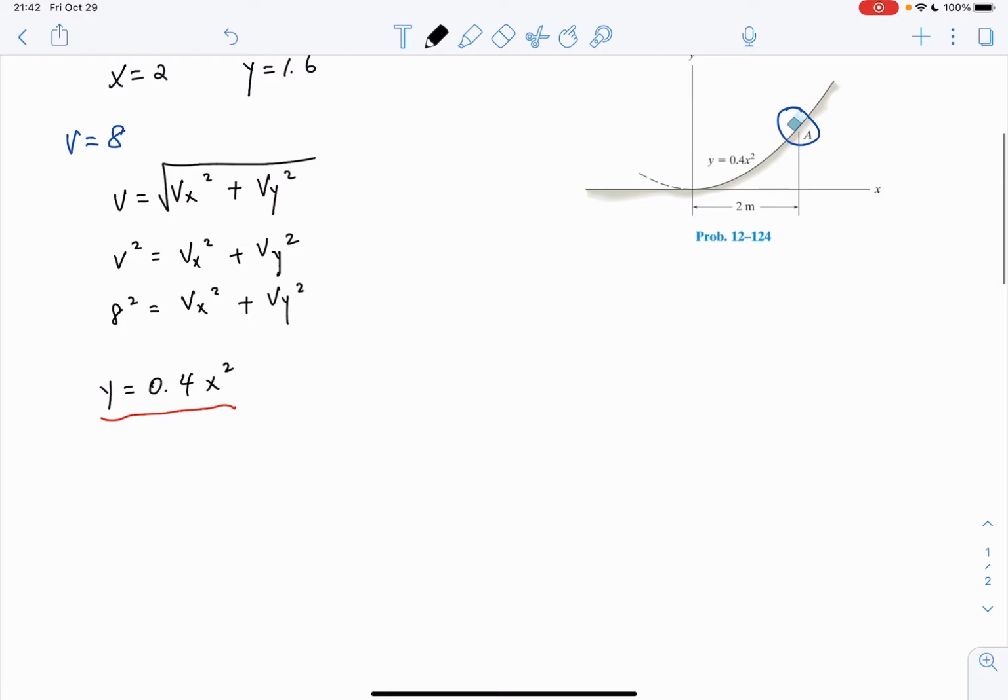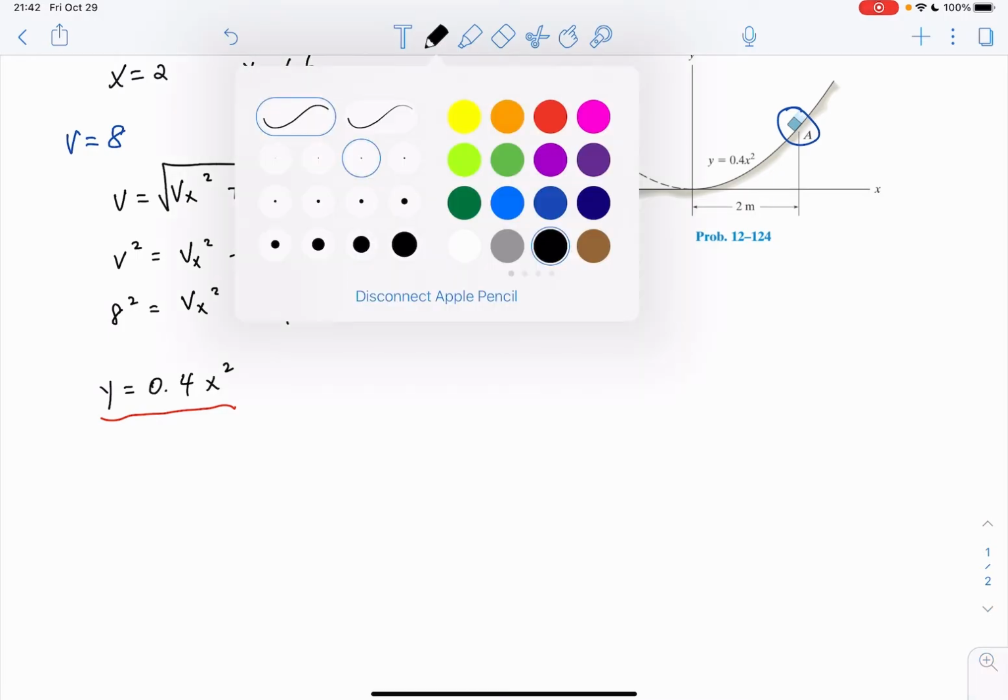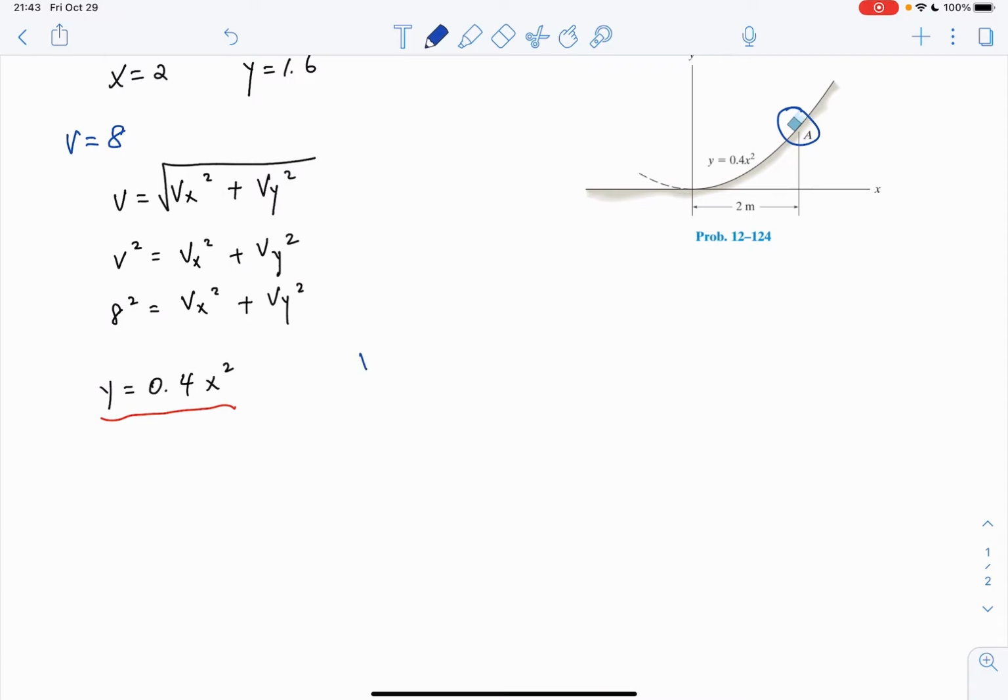Now we also need to define vx and vy. What is vx? Vx is simply dx over dt. See, the definition: the velocity is the rate of change of the displacement. So similarly, we have vy equal to dy over dt, the rate of change of the displacement in the y component over time.